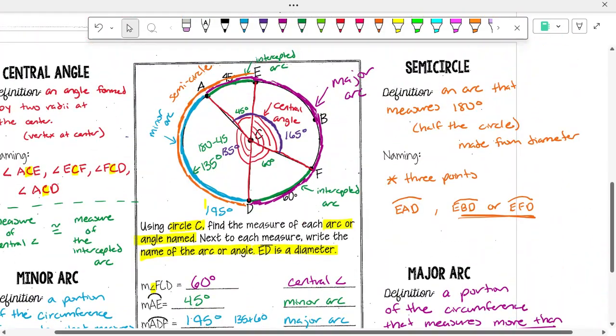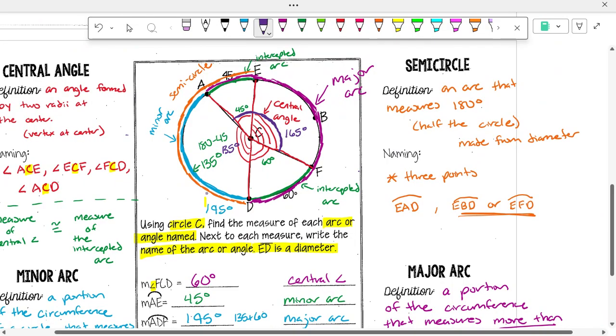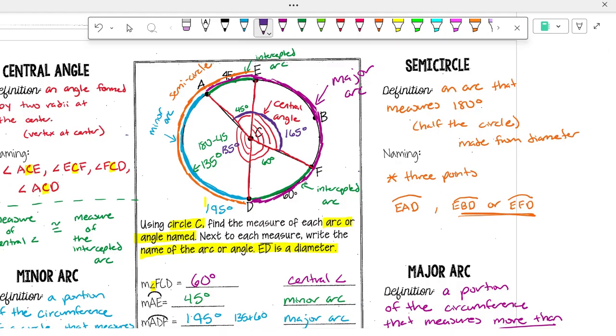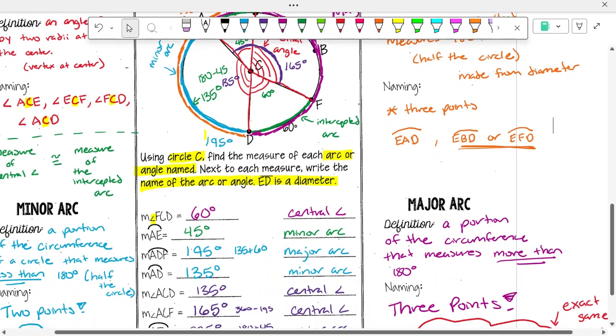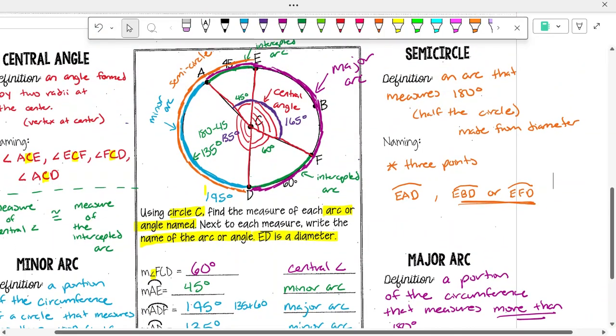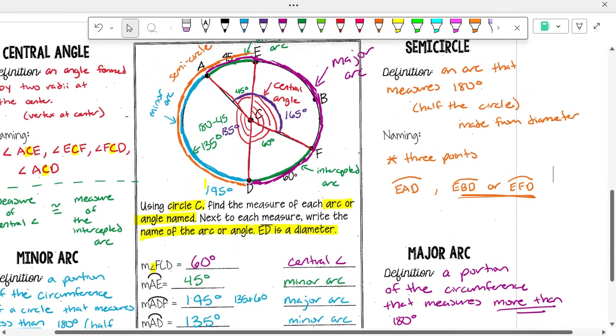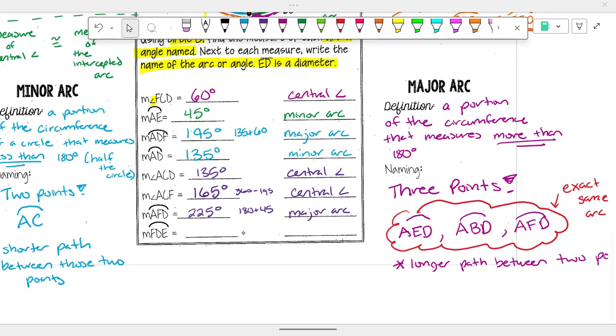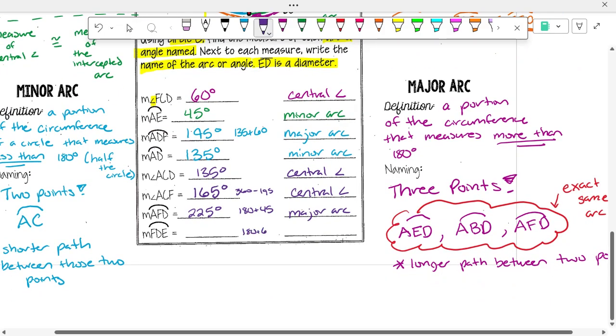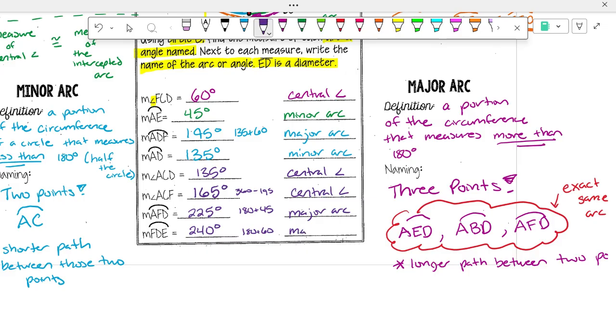Last one, FDE. So F, D, and E. What do you think you would find for this arc? So this big arc right here. 180 plus 60, because it's a semicircle plus this 60-degree piece. So that would be 240 degrees. And it's still a major arc.